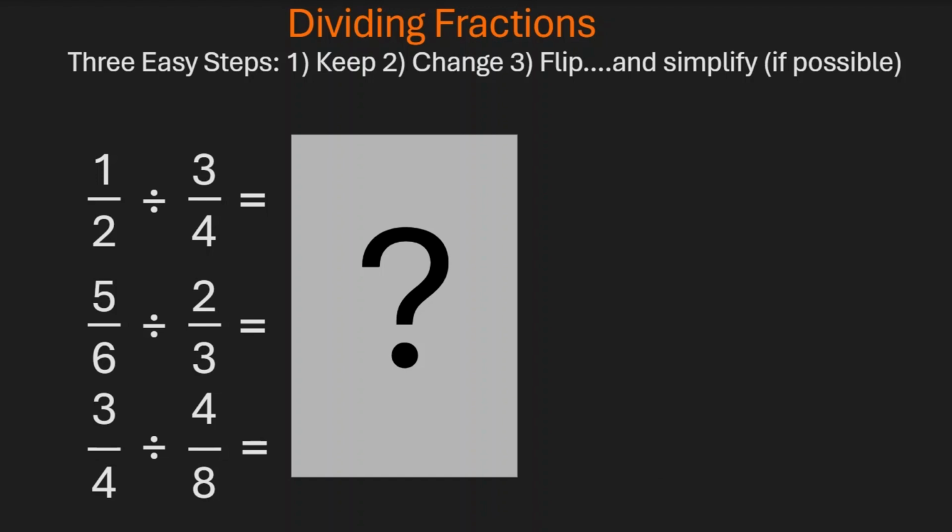So, how does dividing fractions work? There's a simple rule to remember. Keep, change, flip. Here's how it breaks down. Keep the first fraction as it is. Change the division sign to multiplication. Flip the second fraction, meaning you find its reciprocal. Once you've done that, it becomes a multiplication problem.